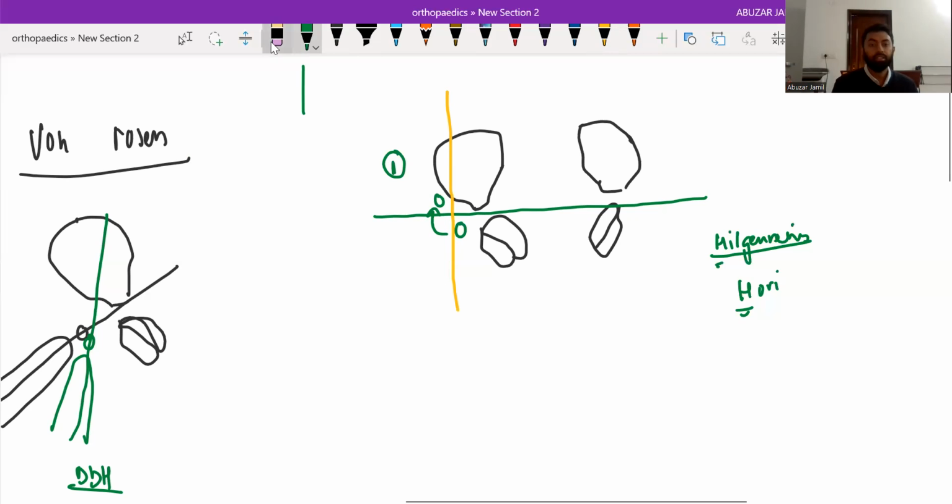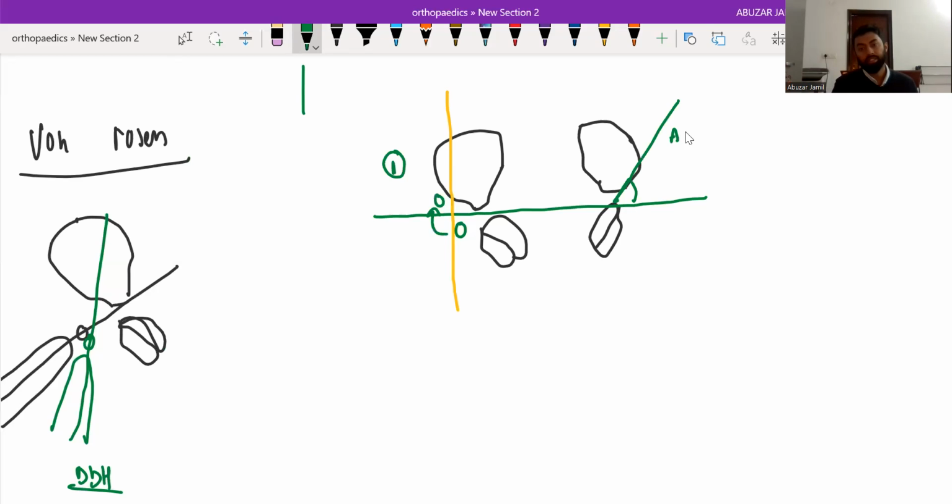So next, we look at the acetabular index. So what is the acetabular index? It is the angle that is made by the Hilgenreiner line and a line that joins the triradiate cartilage and acetabular lip. So this is the acetabular index. And in a normal hip, it is less than or equal to 30 degrees.